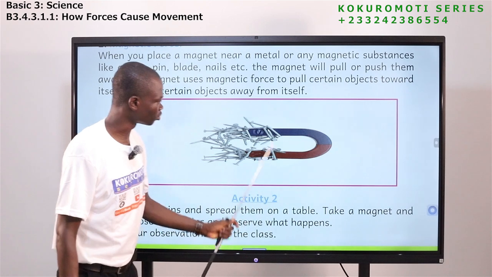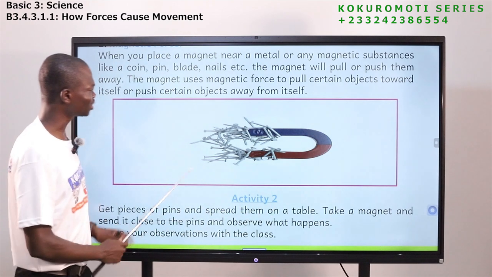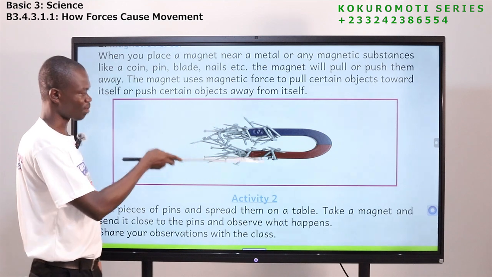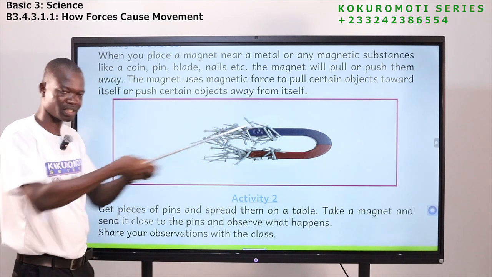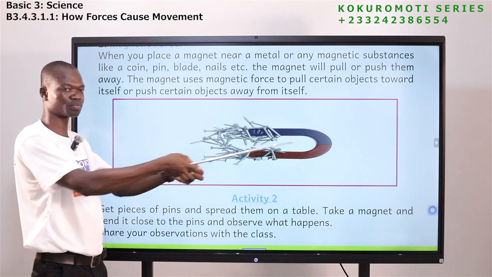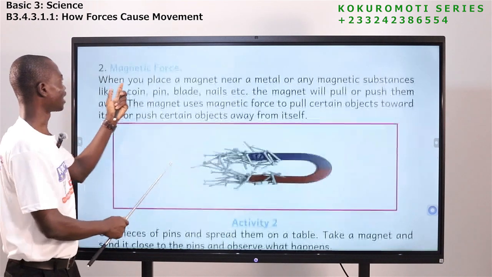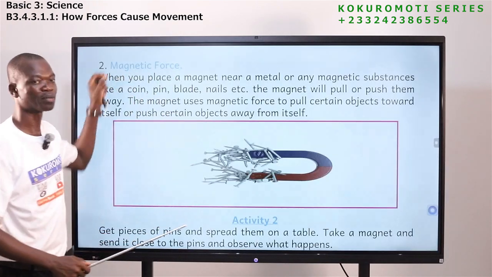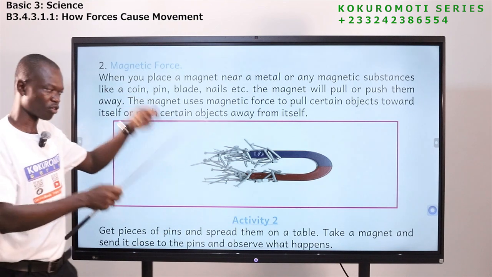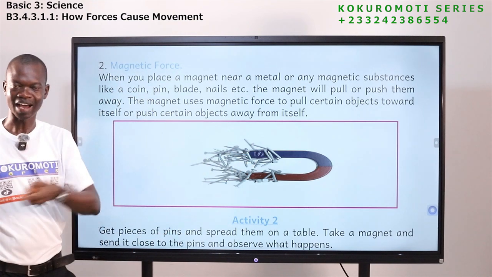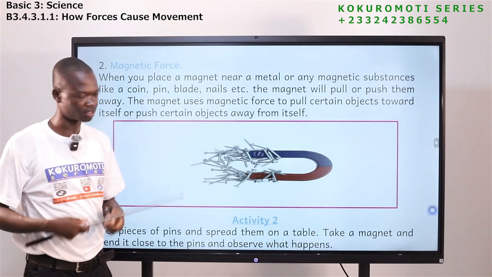So this is an example. This is a magnet, but you could see that all the nails are going towards the magnet, meaning the magnet is pulling them. The magnetic force comes from the word magnet. It is the force within any magnetic object that pulls other metallic substances. Okay.